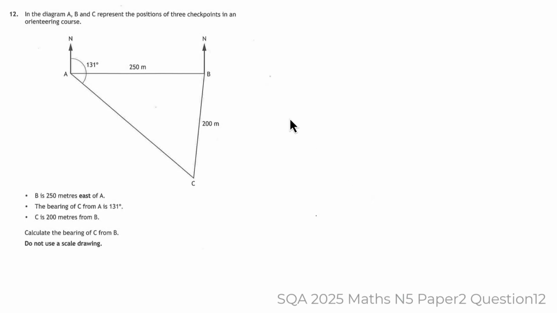So here we have question 12, and we're given a diagram where A, B and C represent the positions of 3 checkpoints, and we're given various pieces of information about the distances and bearings of the checkpoints from each other. And we have to calculate the bearing of C from B. Now, before we proceed, let's remind ourselves what bearings mean.